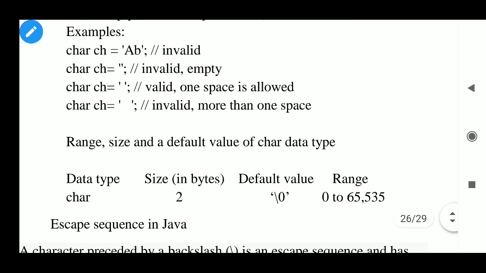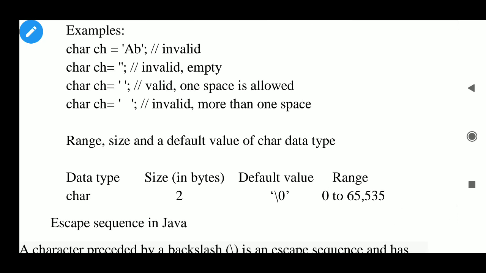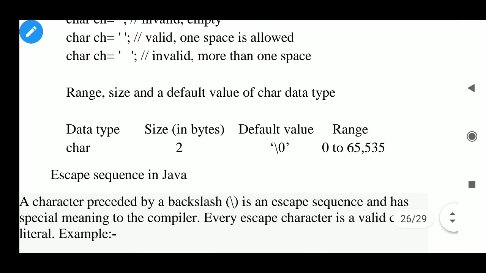Range, size, and default value of the character data type: the size of the character data type is 2 bytes, the default value is \0, and the range is 0 to 65,535.